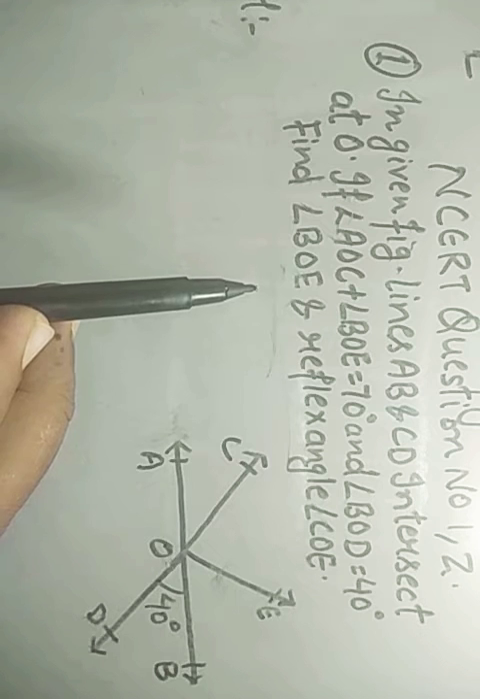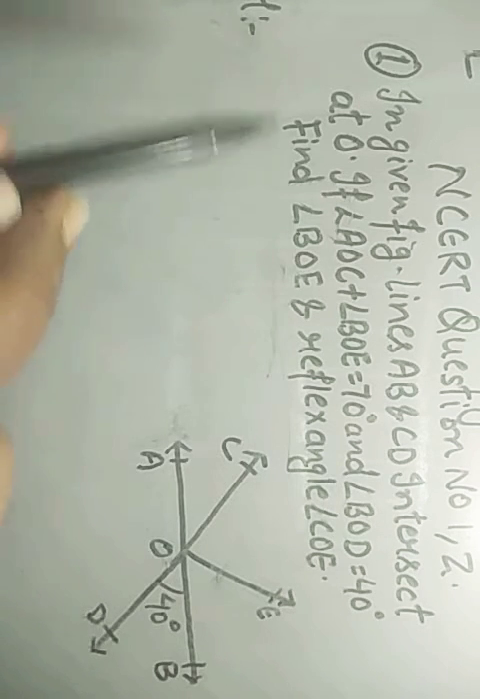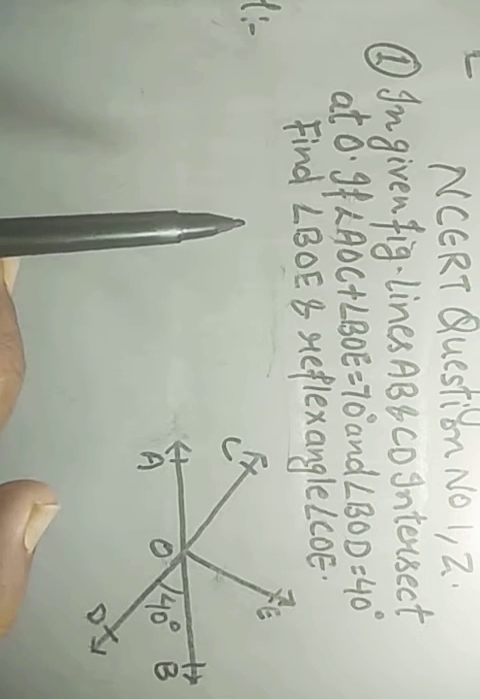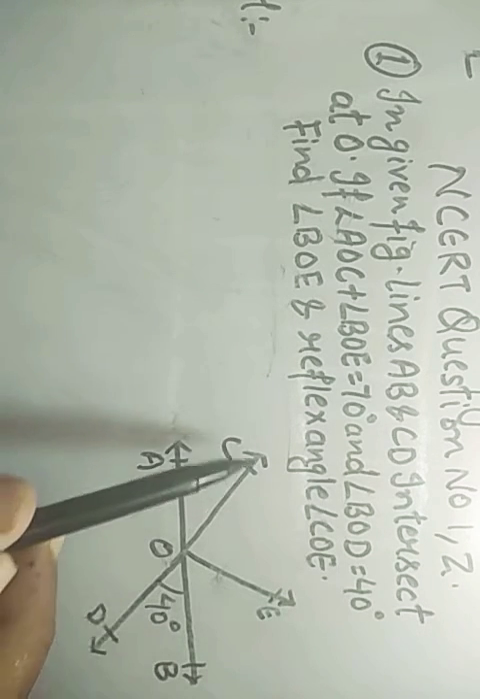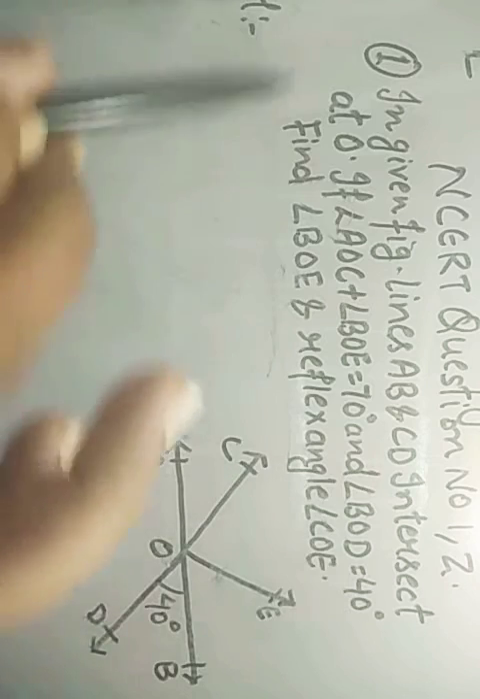This is part three of lines and angles, and today we are doing NCERT question number 1 and 2 from exercise number 6.1. So the first question is on screen. In the given figure, lines AB and CD intersect at a common point O.